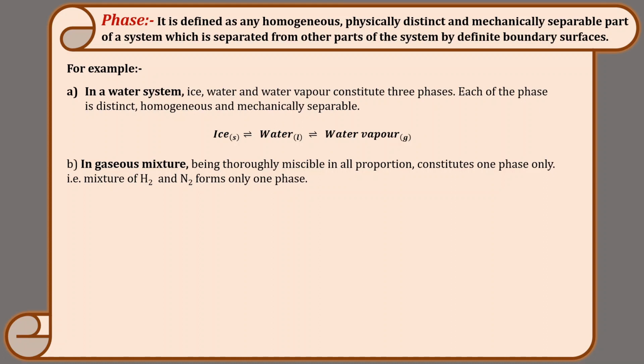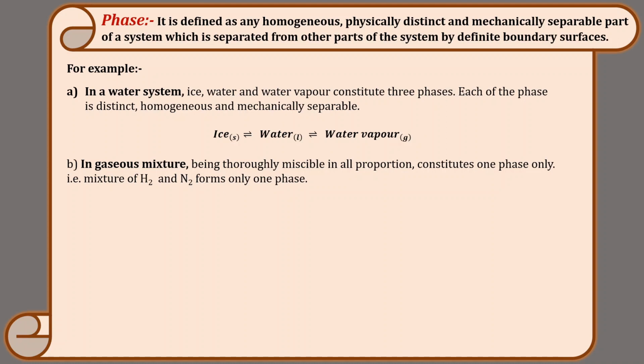So basically in a phase diagram, the boundary surfaces are considered as a curve. A phase is defined as any homogeneous, physically distinct and mechanically separable part of a system which is separated from other parts of the system by definite boundary surfaces. And there are a number of examples of phases. The first example, a water system.